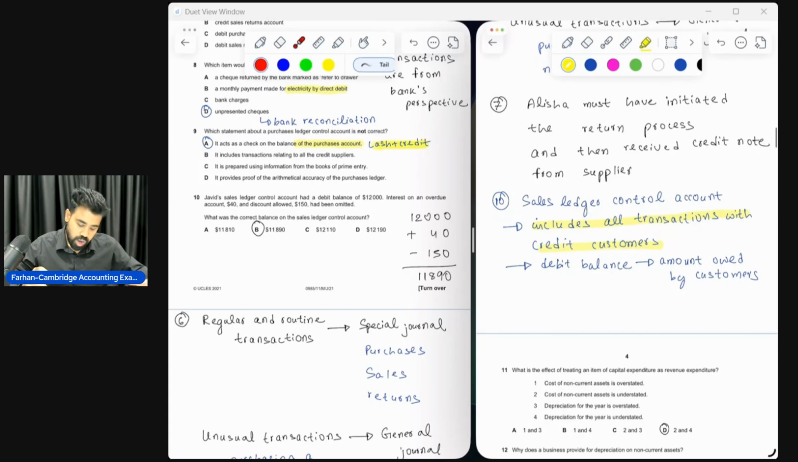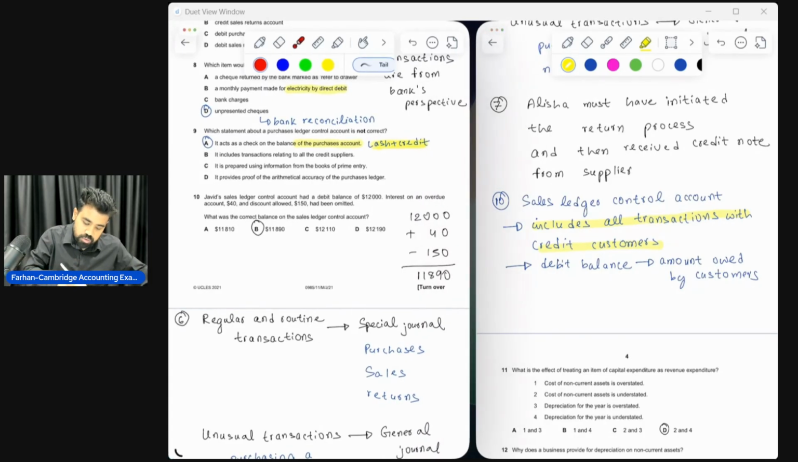So if we are given an opening balance, or let's just say a debit balance of $12,000, right? That is referring to the fact that this amount is owed by customers. So when we have got interest on an overdue account, which is $40, that refers to the fact that some of the customers have failed to make the payment on time to us, but business is business, right? So because they failed to make the payment on time, there is an extra amount that these customers would now have to pay, which is known as interest. So therefore, this $40 would be added to $12,000 as we have done here.